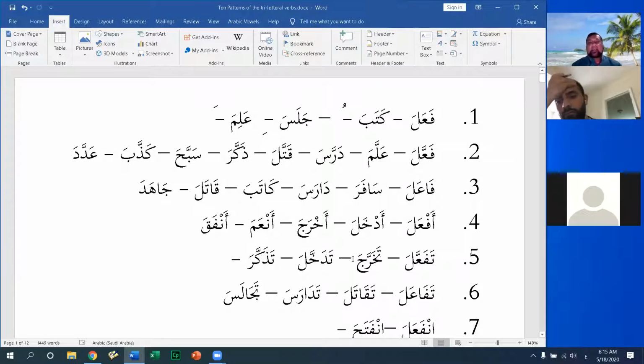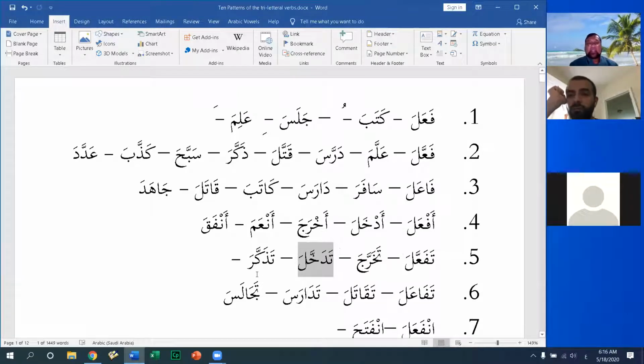Tadakhala means to participate. And normally it's used to participate in stuff that really doesn't concern you. تدخل في مسألة كذا وكذا. He got involved in such and such a thing, and he really should not have.